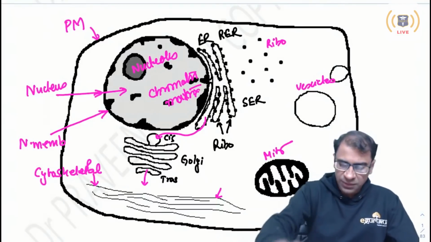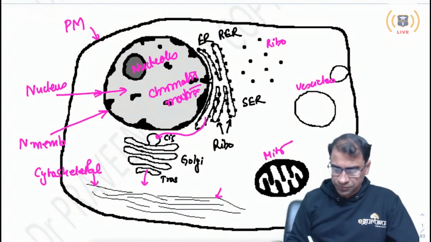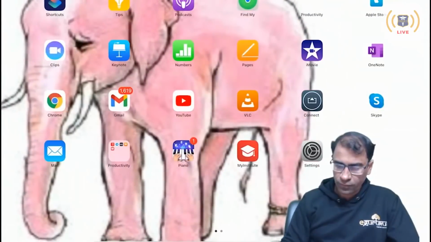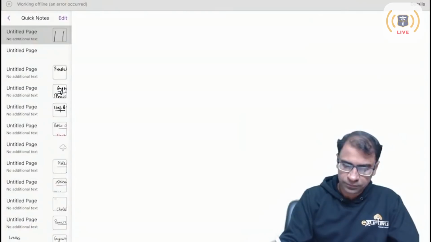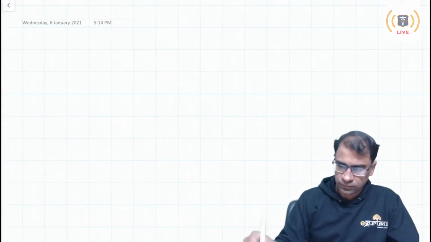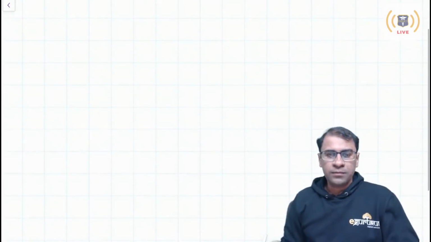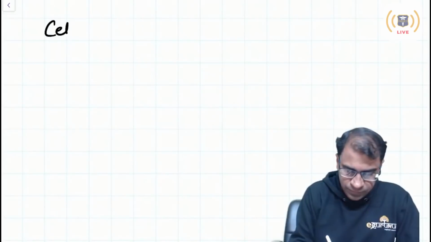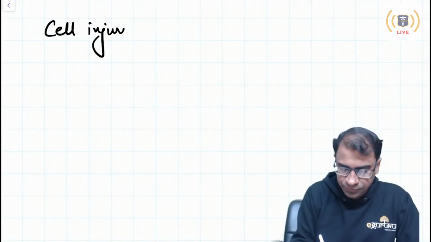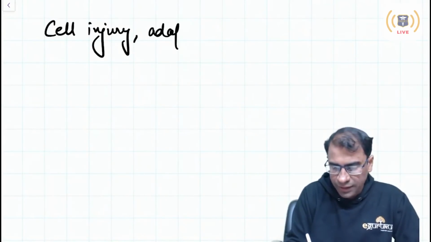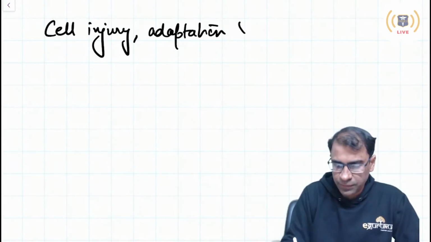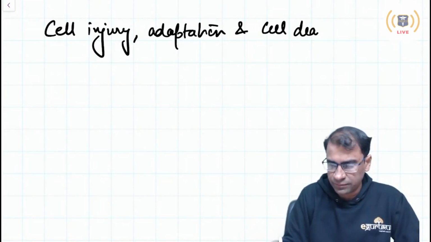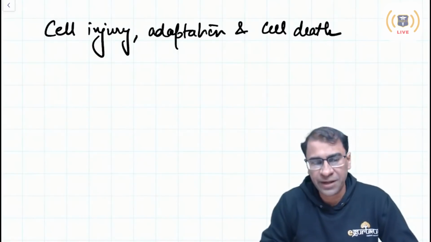Okay, so let's make this in the form of notes. Cell injury, adaptation, and cell death.